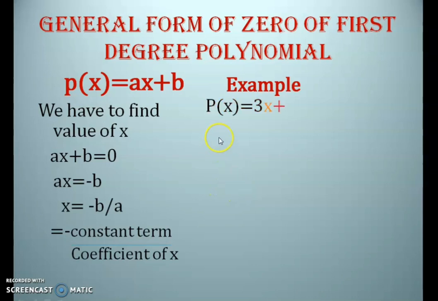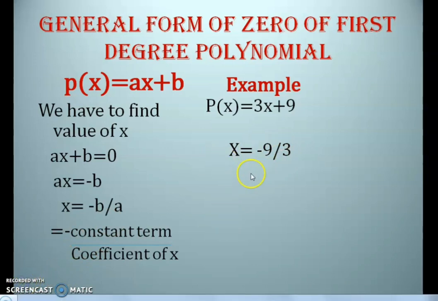Now, let us take p of x is equal to 3x plus 9. You can find the value of x either by solving the equation or by using the formula we have found. We'll use the formula we have found. Here, the constant term is 9, so we'll get minus 9 divided by 3. That is, minus constant term divided by coefficient of x.